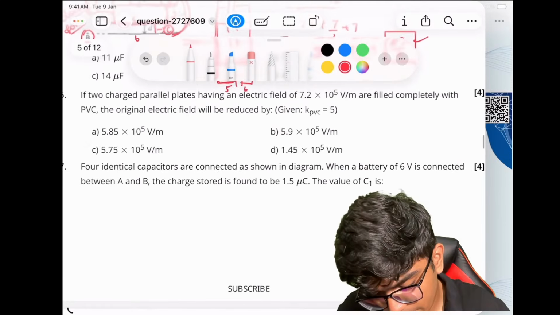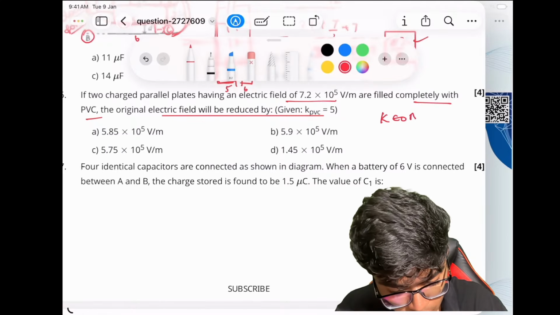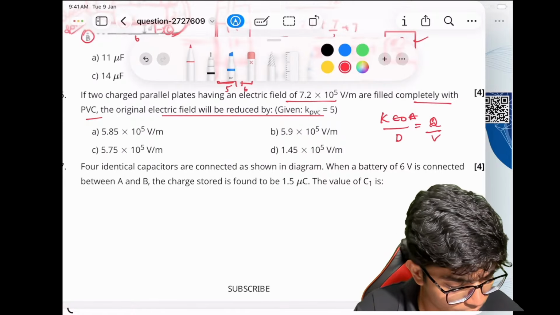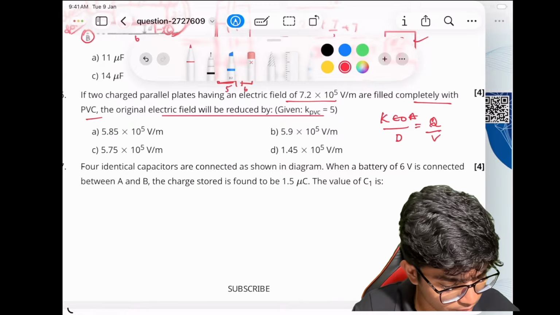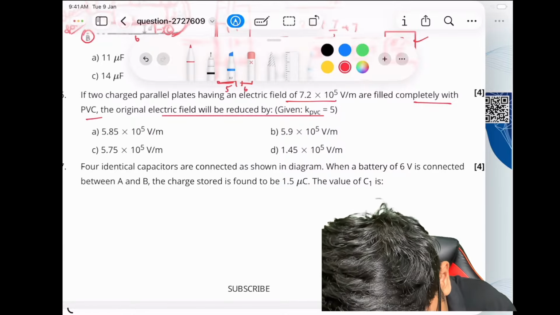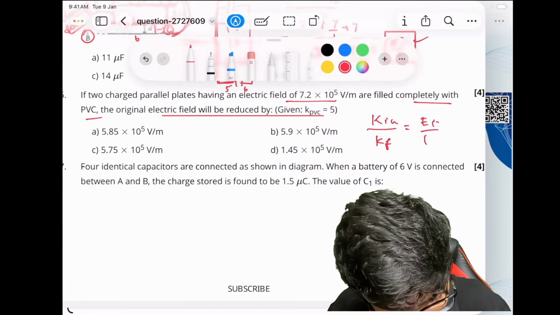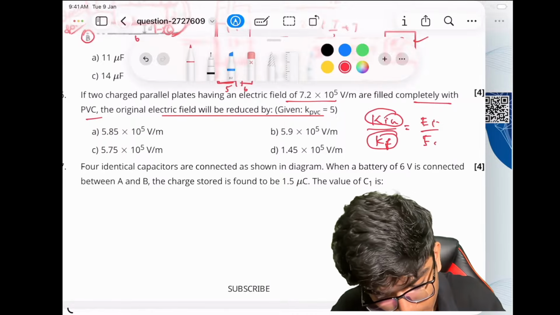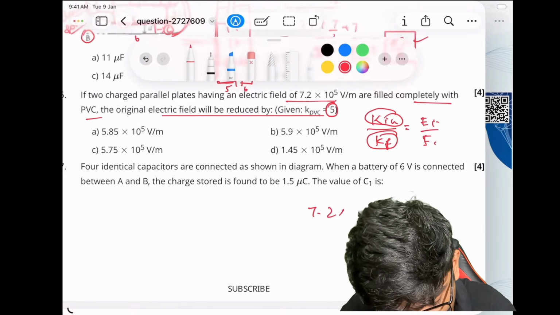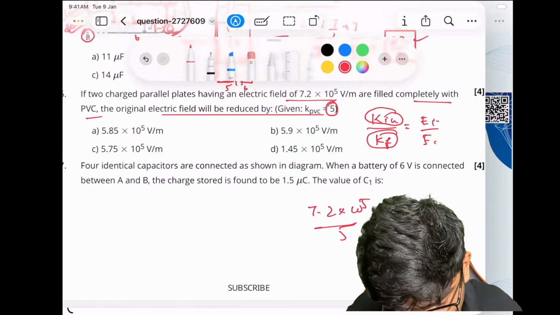Two charged plates having an electric field are given and completely filled with PVC. The original electric field will be reduced by K of PVC. Capacitance is K epsilon naught A by D, which is equal to Q by V. Everyone knows this. But they are asking for the field. Field initial by field final is equal to K final by K initial. So K of PVC is 5, so the field will be 5 times lesser. It will be 7.2 into 10 power 5 divided by 5, and with the dielectric it will be around 1.45.